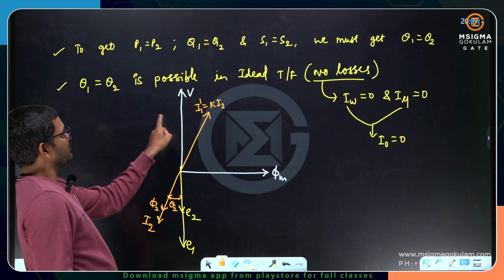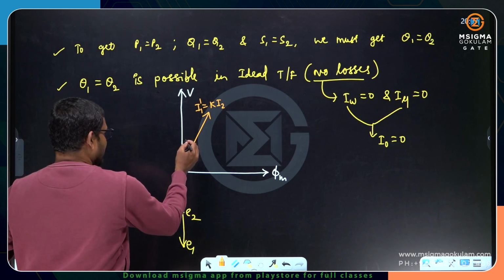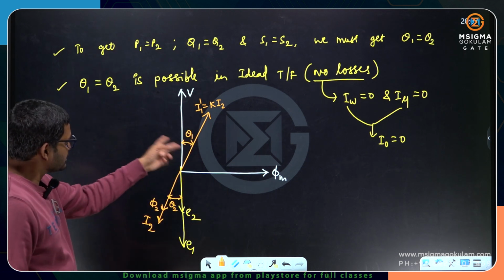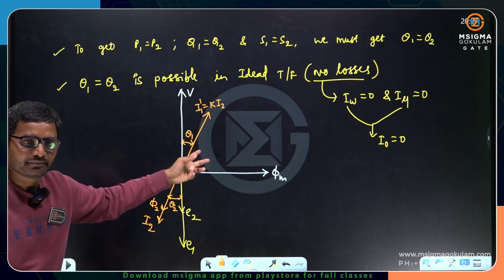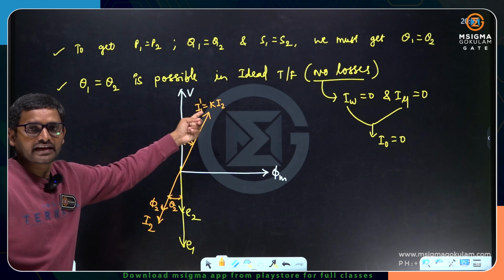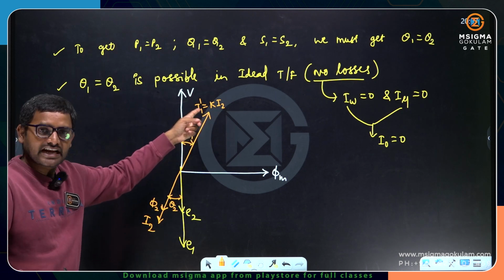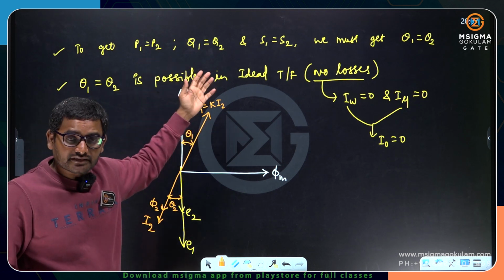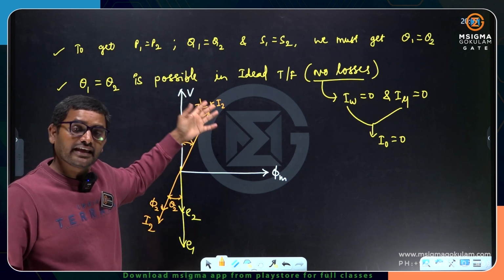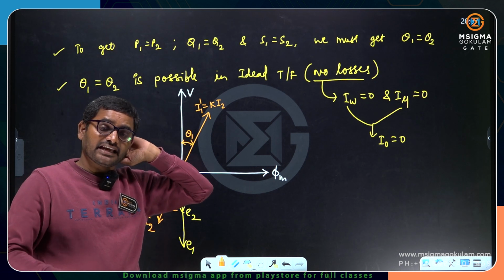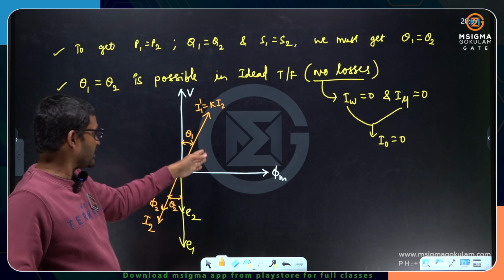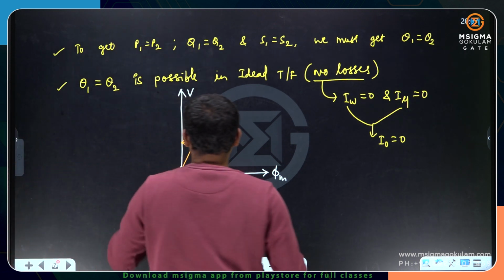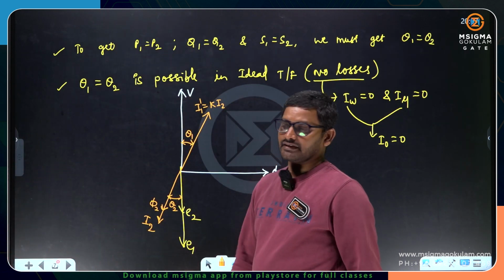What is the angle between E2 and I2? Theta 2. What is the angle between V and I2? The same. V and I1 dash, the same angle you will get. So this is theta 1. Is it not the primary phasor current? This is the primary current. I1 dash is the current flowing in the primary winding. Earlier it was I1, now it is just I1 dash. Earlier, along with I1 dash, I0 was also there. Now I0 is not there, therefore you can say only theta 1.